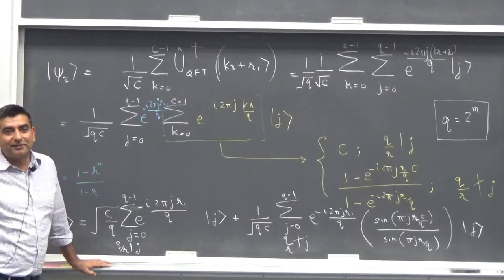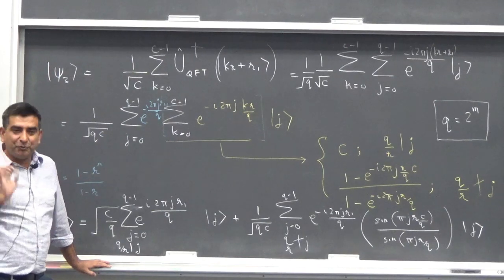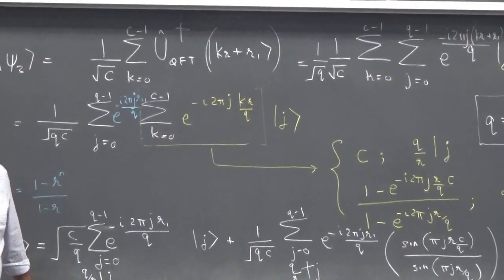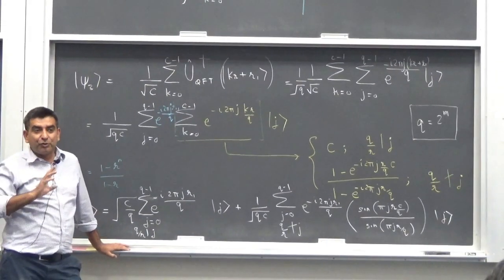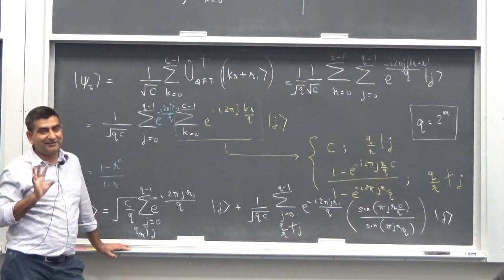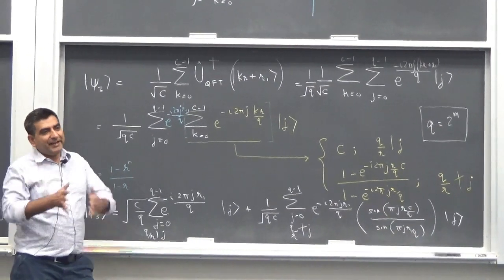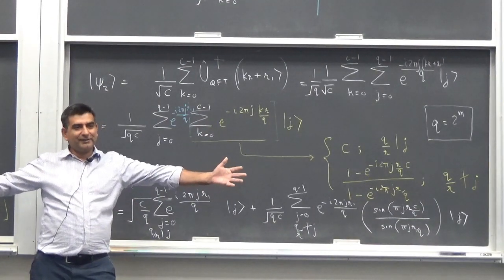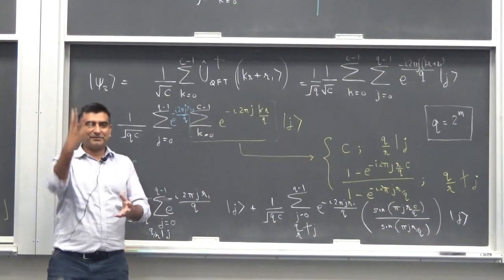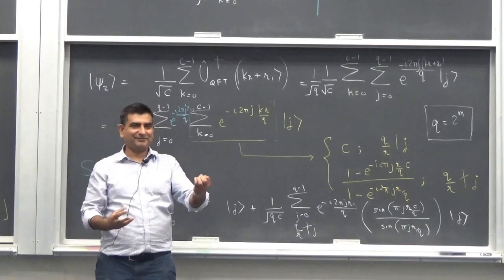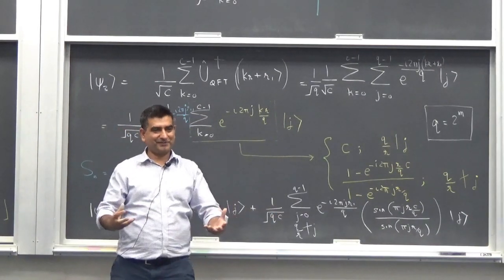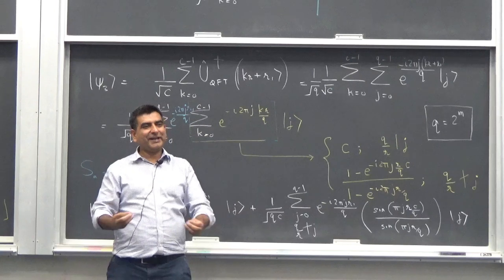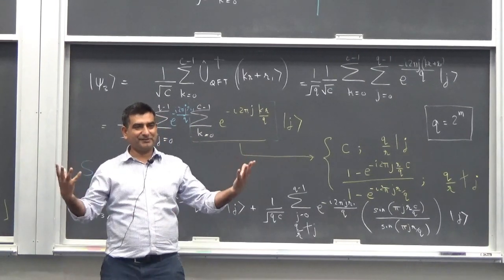We don't know r. But we do know q, because we know the number of qubits in the first register, but we don't know r. So j is a running variable from 0 to q minus 1. So some states will glow up in our output. Some states will not glow up. So let's see which states will actually glow up.